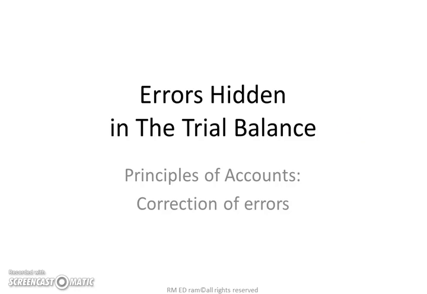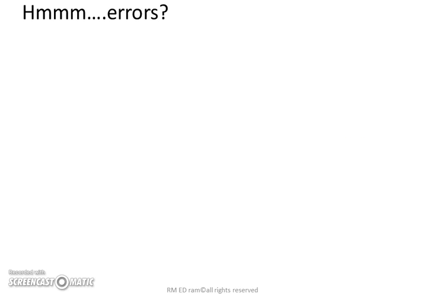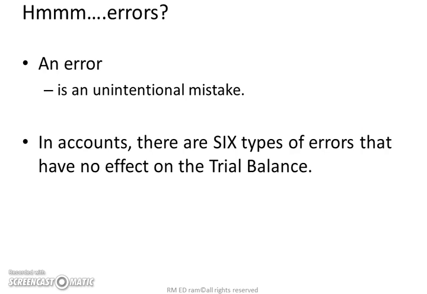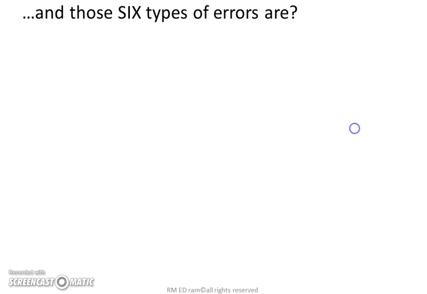Errors hidden in the trial balance. Now you were told that once your trial balance balances, everything is alright. But that is not necessarily so, because we could have errors hiding in it. An error is an unintentional mistake. And in accounts, there are 6 types of errors that you will not really notice on your trial balance.